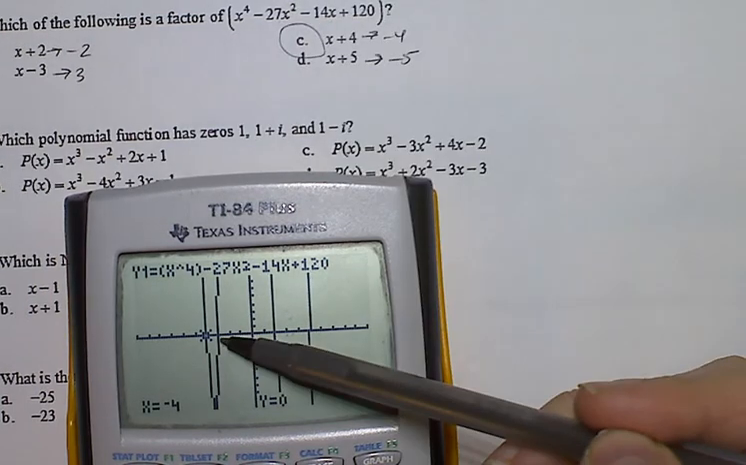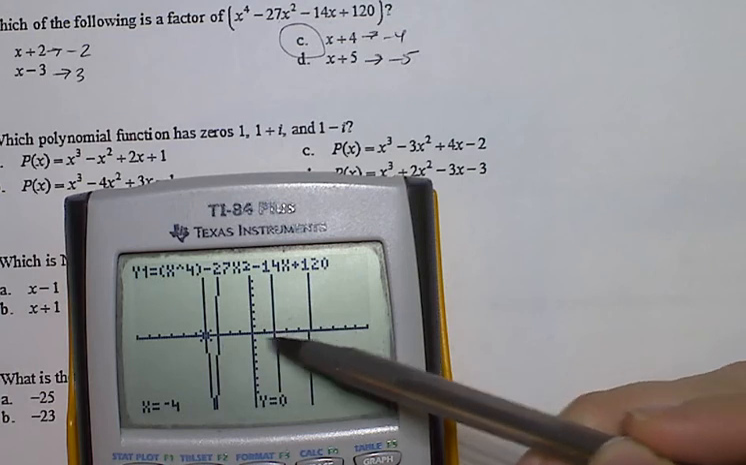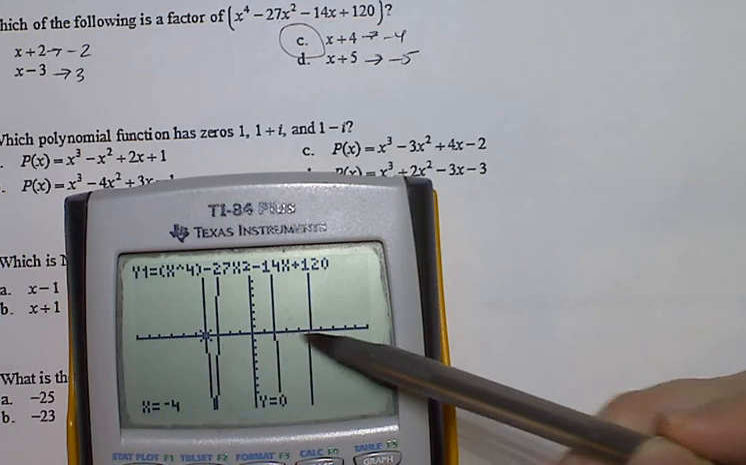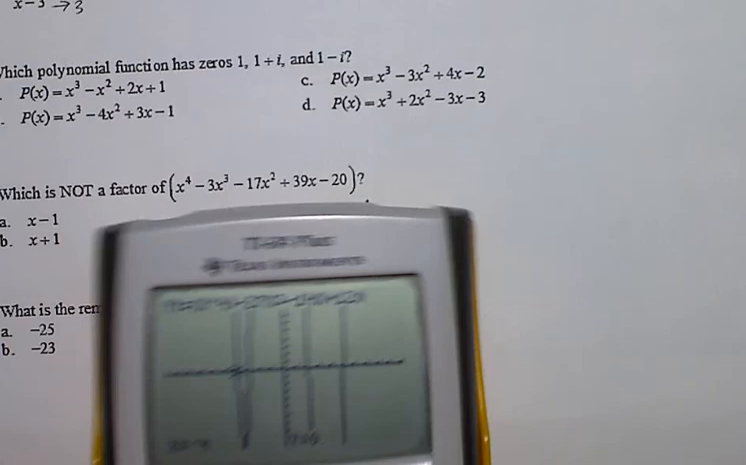If the x-intercept is -3, then how could you write it in factored form? X plus 3. And if x equals 2 is a factor, you'd write it as x minus 2, and again as x minus 5. Okay? Good to go. Let's go on to the next one.